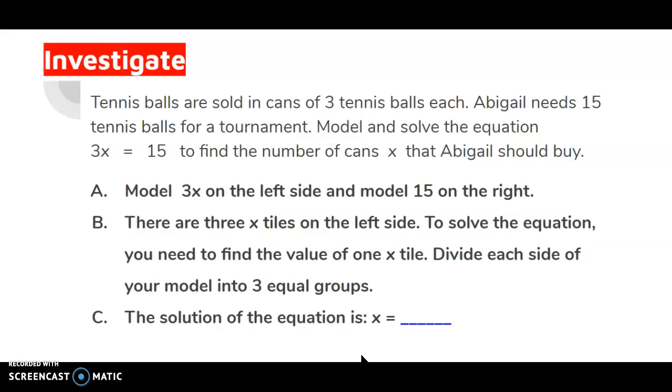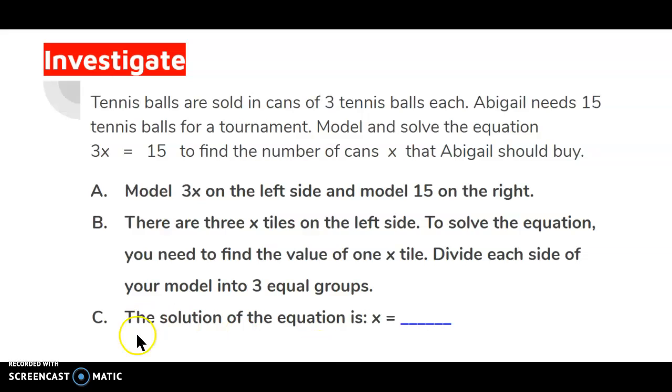You should have 3 X tiles on the left side, and in order to solve this equation, you need to find the value of 1 of those X tiles. So if you have 3 on the left side and you just want to find the value of 1, you have to divide each side of your model into 3 equal groups.